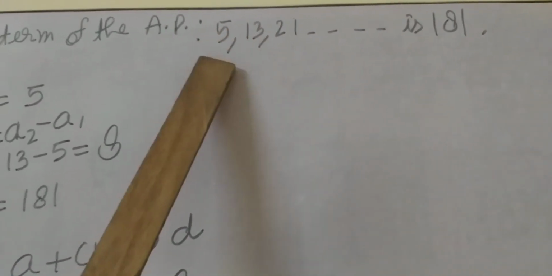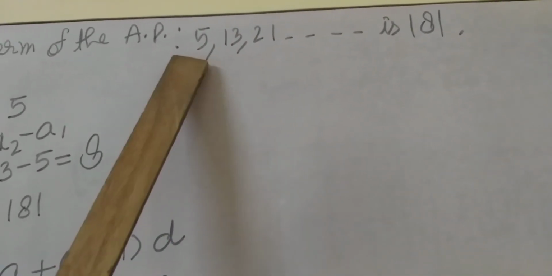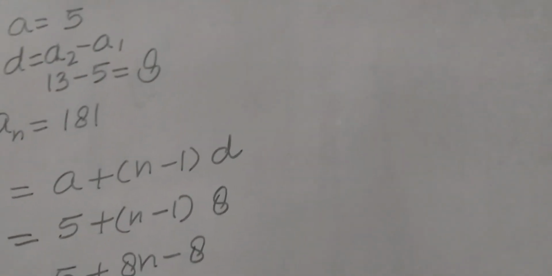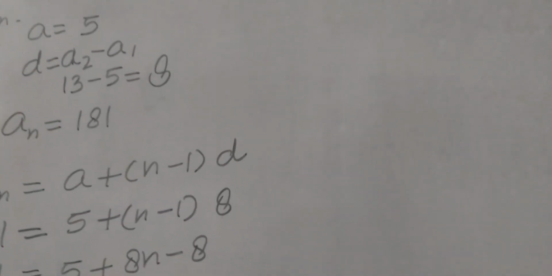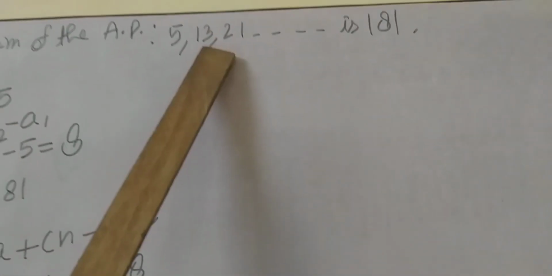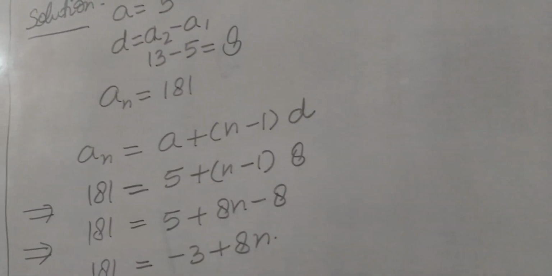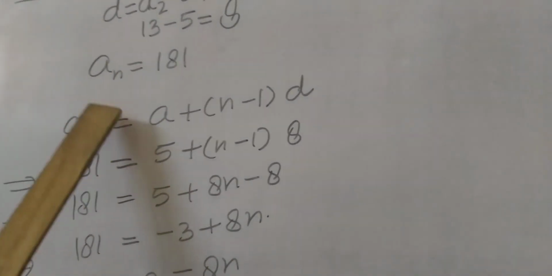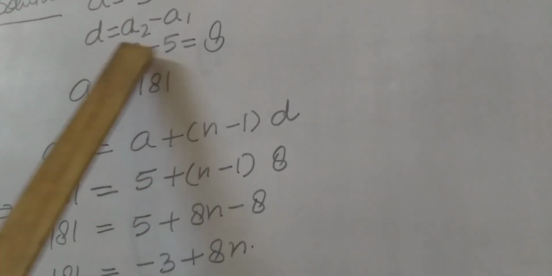What is A? 5. D is A2 minus A1, 13 minus 5. Always remember, students, don't write 5 minus 13. It is 13 minus 5. From the second term we have to subtract the first to get D. So 13 minus 5 equals 8. Or we can write 21 minus 13, A3 minus A2. So D equals 8.